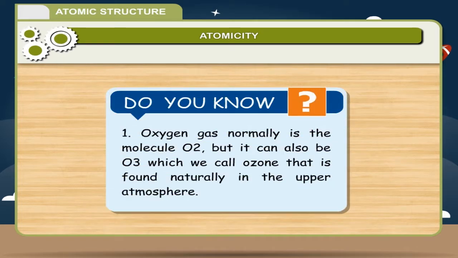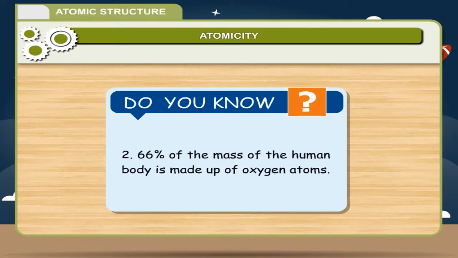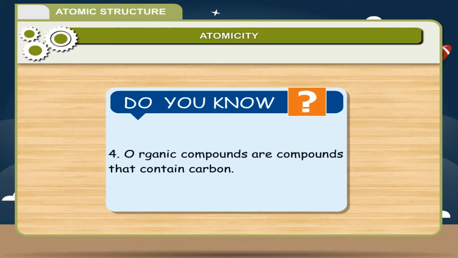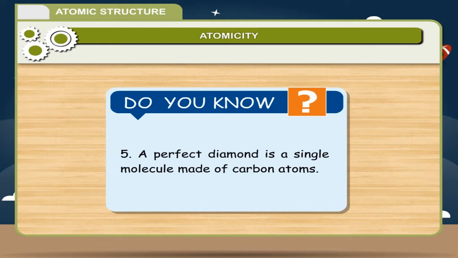Do you know? Oxygen gas normally is the molecule O2, but it can also be O3, which we call ozone, that is found naturally in the upper atmosphere. 66% of the mass of the human body is made up of oxygen atoms. Molecules can have different shapes. Some are long spirals, while others may be pyramid-shaped. Organic compounds are compounds that contain carbon. A perfect diamond is a single molecule made of carbon atoms.